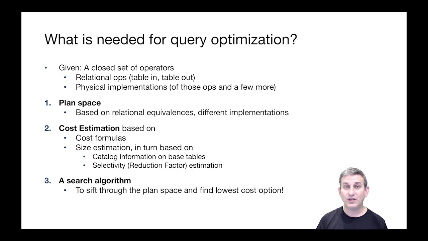We need to figure out what the cost is of a potential plan we want to use. So we're going to need some formulas for the cost of our operators. We're also going to need estimation of the size of the data that goes into these operators. And that in turn is going to be based on catalog information about the base tables, which is going to describe the size of the stored tables. And then an estimation problem we're going to call selectivity estimation, or the textbook calls it reduction factor estimation. And that's going to help us determine the sizes of inputs to downstream operators.